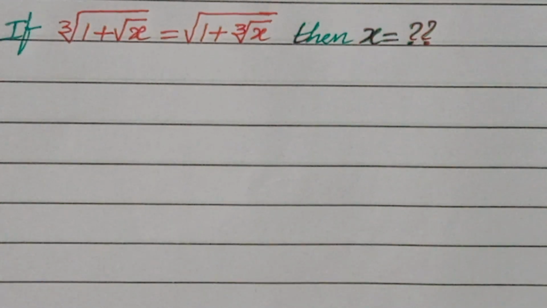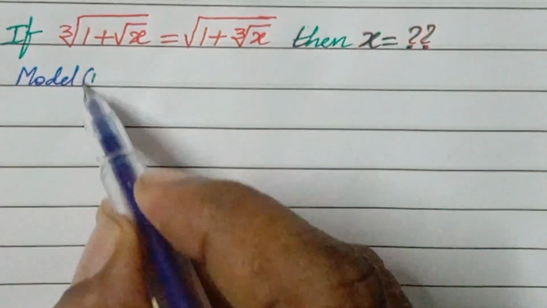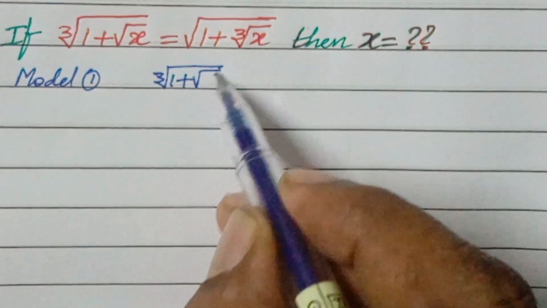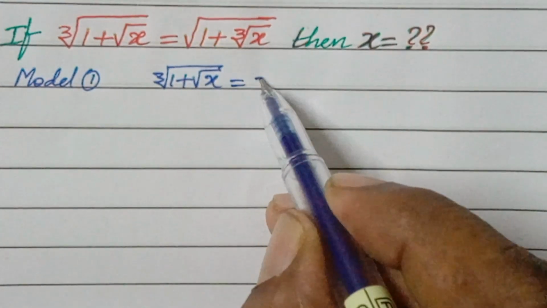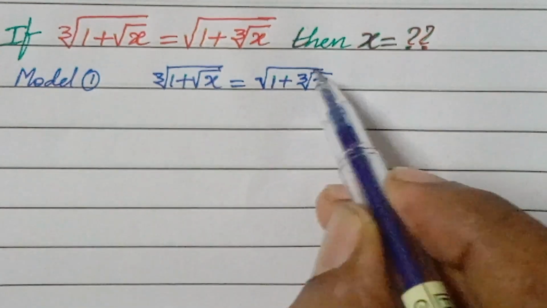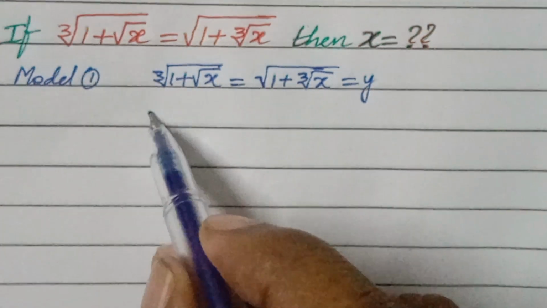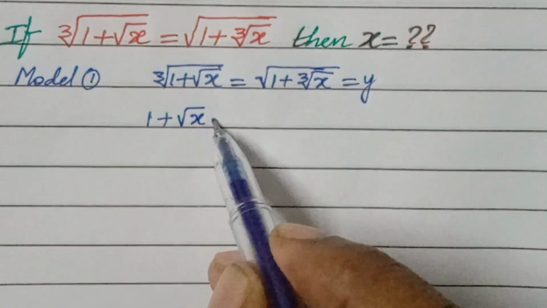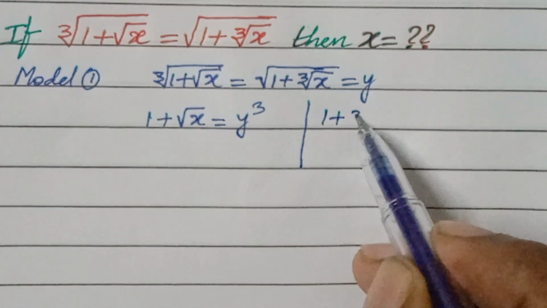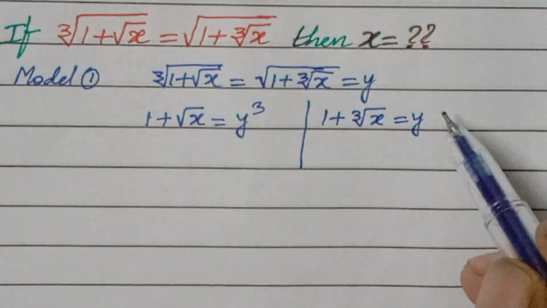Okay, let's solve this problem, first in the first method. Let us take the cube root of 1 plus root x is equal to the root of 1 plus cube root of x is equal to y. Now here what we get: 1 plus root x is equal to y cube. In the second case, 1 plus cube root of x is equal to y square.